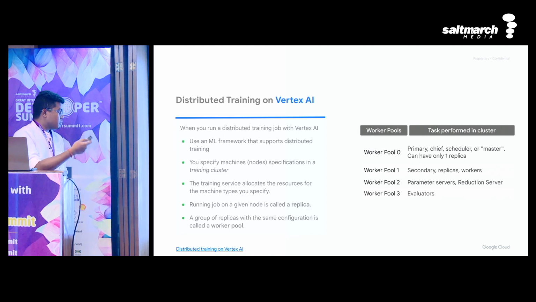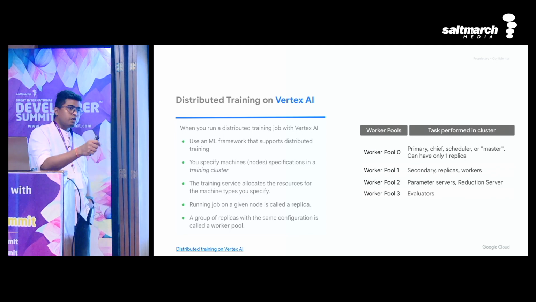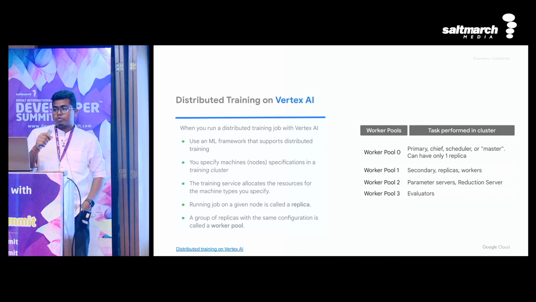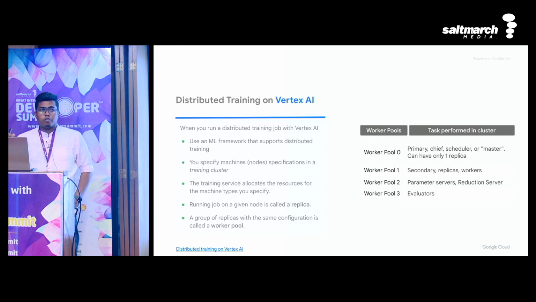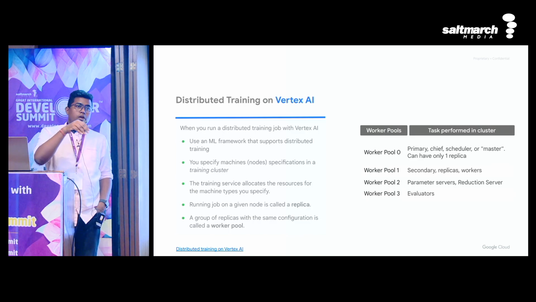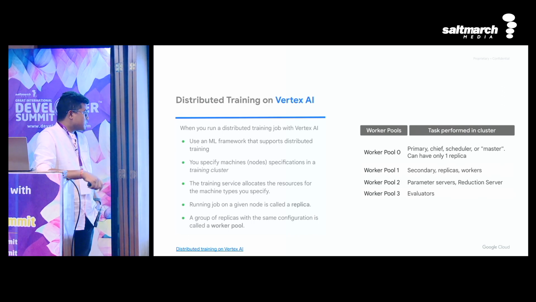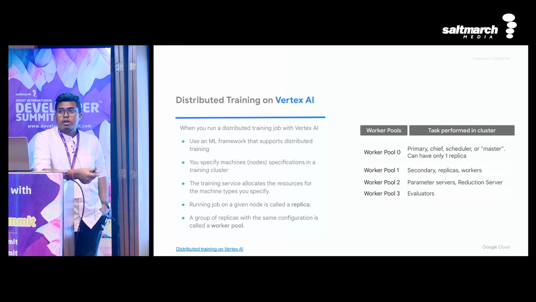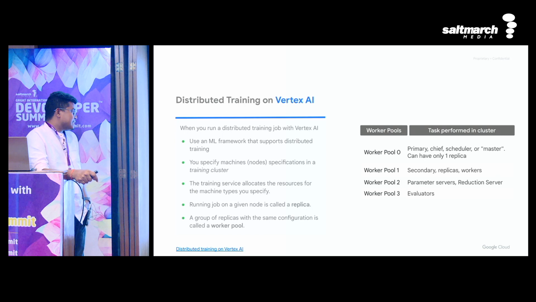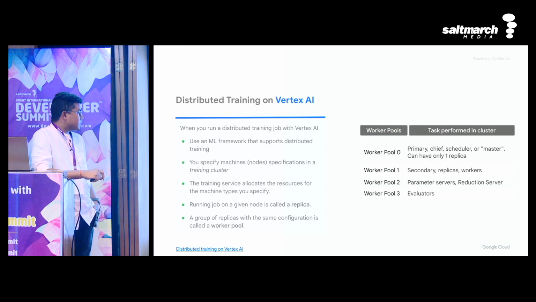For example, the worker pool 0, which is called your main node, is the master head, which manages the training across all your clusters. Second is the worker pool 2, the secondary replicas of workers, where these are your actual workhorses where your model training runs. Second is your worker pool 3, which is also your reduction server.